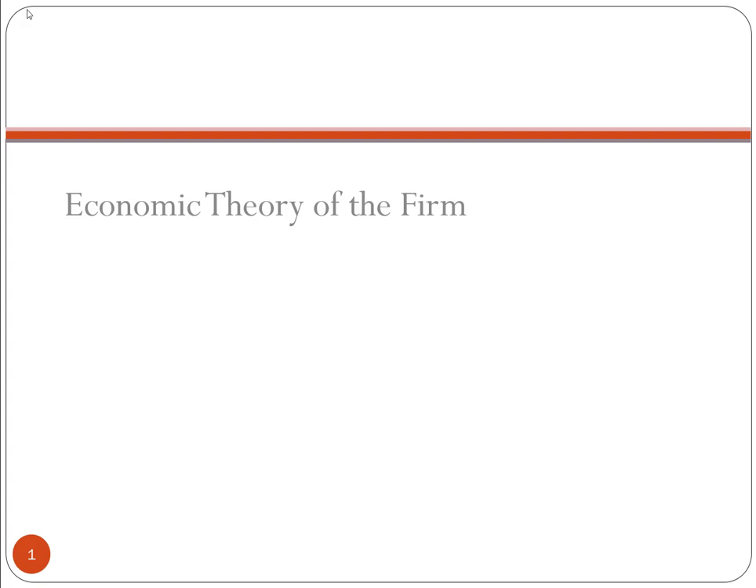So the first thing that we want to talk about in this mini lecture is the economic theory of the firm. That is, how do economists think about the firm? And we're going to talk much more about this over the next couple of weeks. So this isn't going to be the only time we're going to talk about the economic theory of the firm. But I wanted to introduce the way that economists think about it.